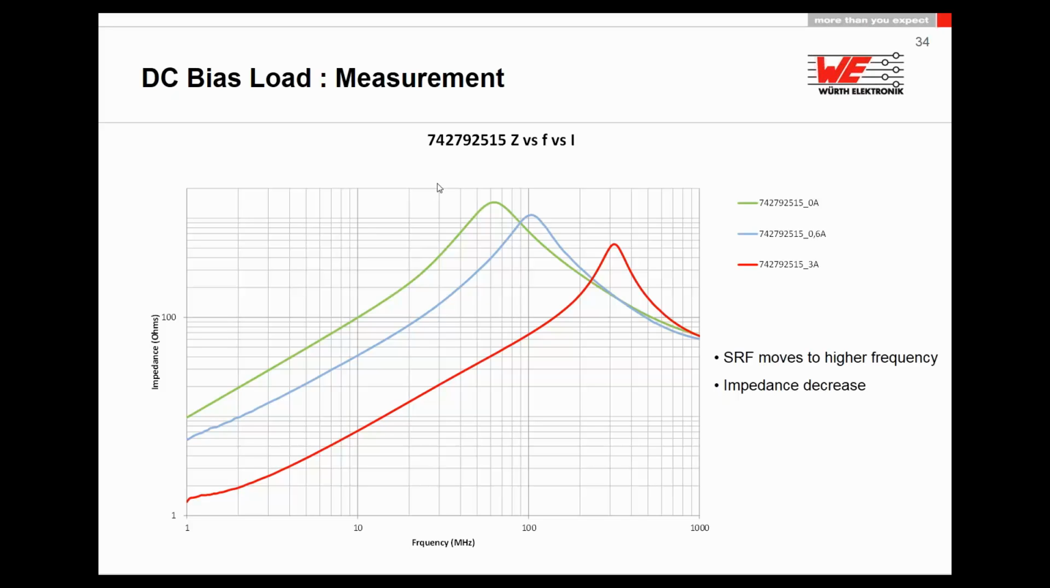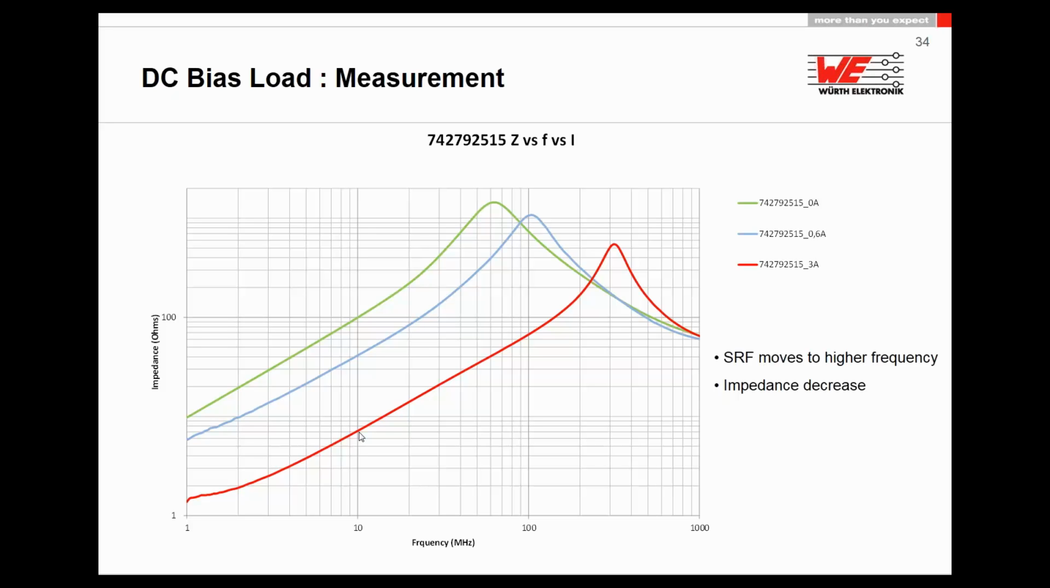You can see here the ferrite bead measured at 0 DC bias load, like in all data sheets which you will see from every manufacturer. They define in a data sheet all the impedances at 0 DC bias load. Now you apply 600 milliamp, it will be the blue line, and if you apply the maximum current of 3 amp, you can see how much damping there is. In the data sheet you had 100 ohm, and at 3 amp you have even less than 10.